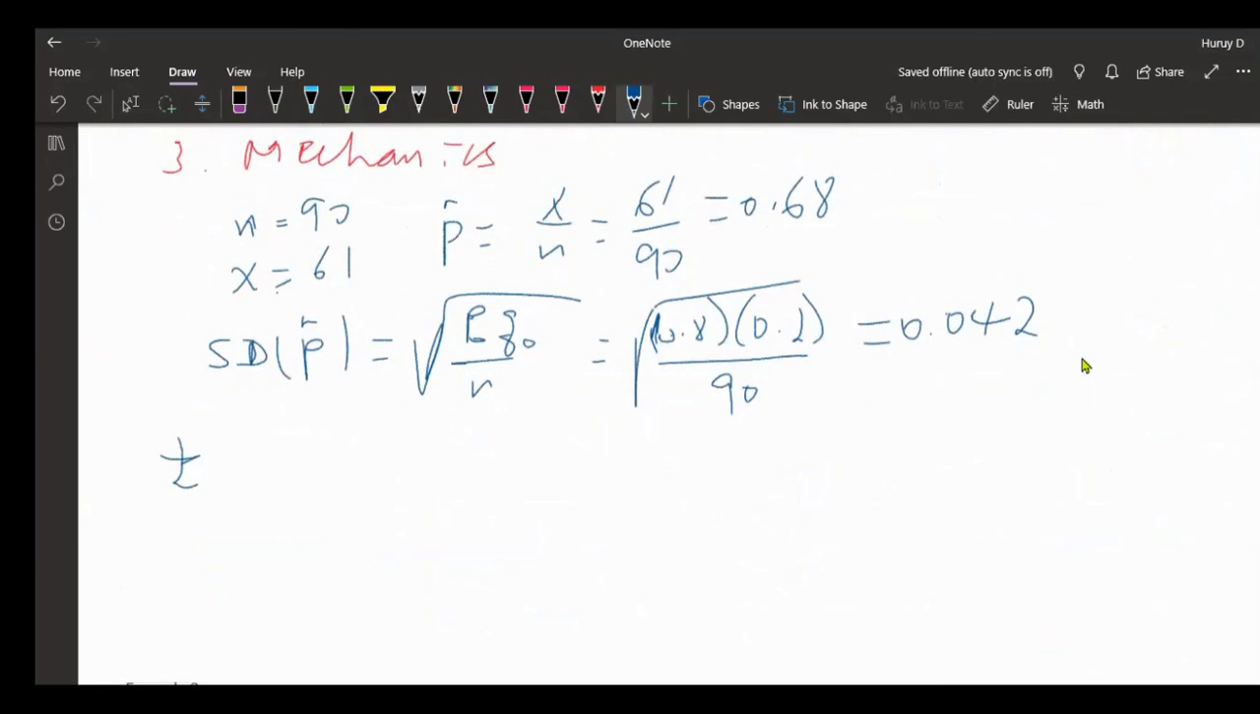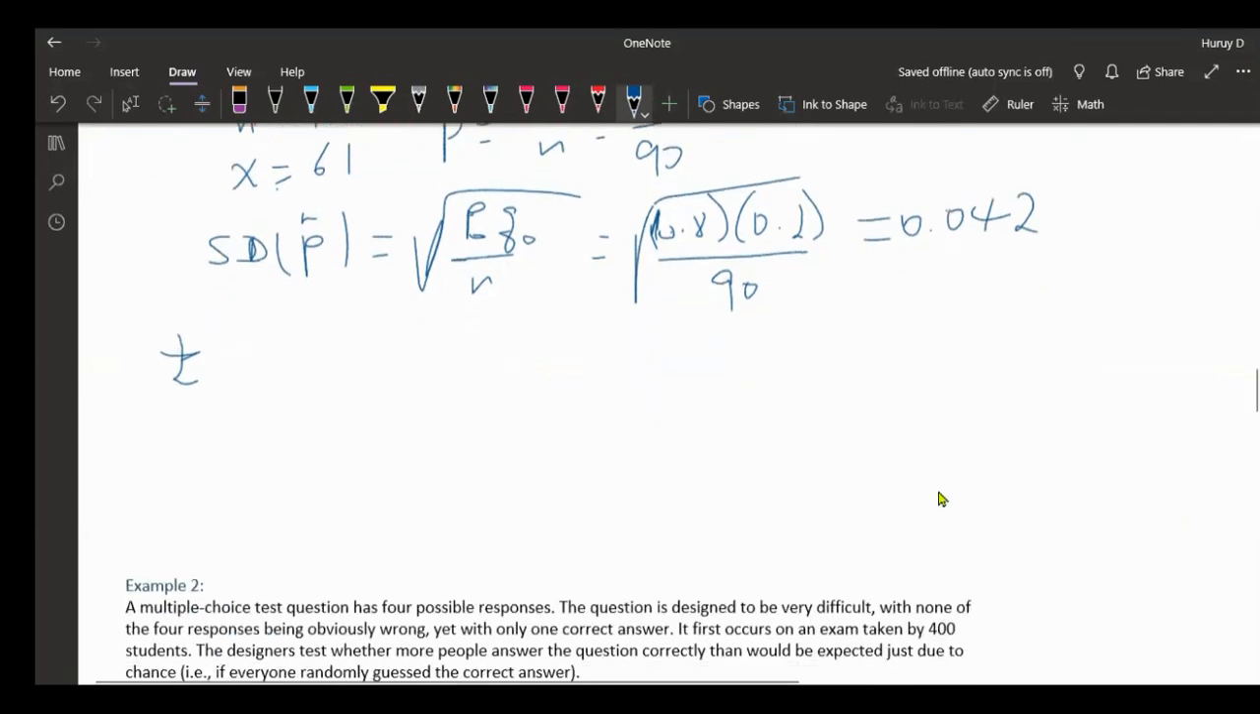From the central limit theorem, you remember last time we used the simulation. If we collect too many samples, and we have p hat 1, p hat 2, and so on, and we put all these p hats from the same population into a histogram, remember, it would be a normal, bell-shaped, unimodal histogram.